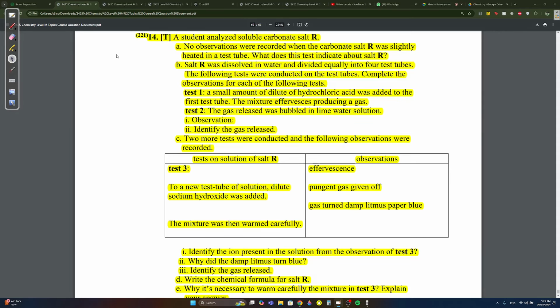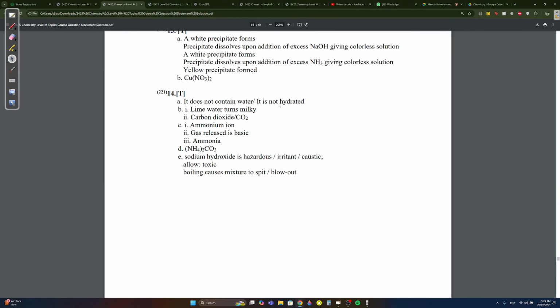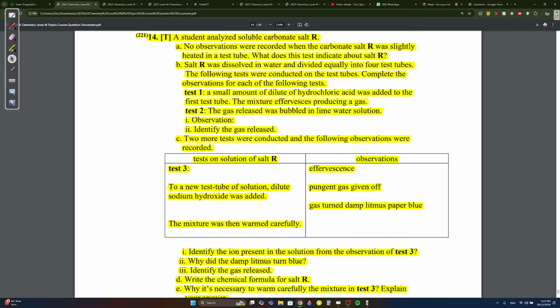But if you heat it and you see bubbles, or you see water vapor releasing, that means the solid obviously contained water. So it was heated, nothing happened, it does not contain water. Salt R was dissolved in water and divided equally into 4 test tubes. The following tests were conducted. Complete the observations for each of the following tests.